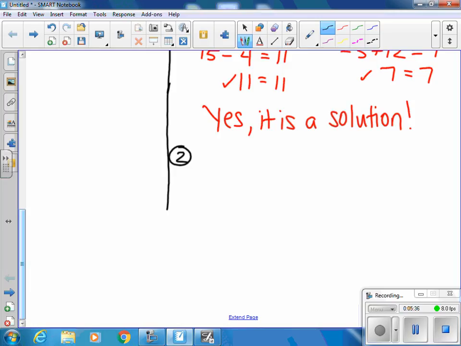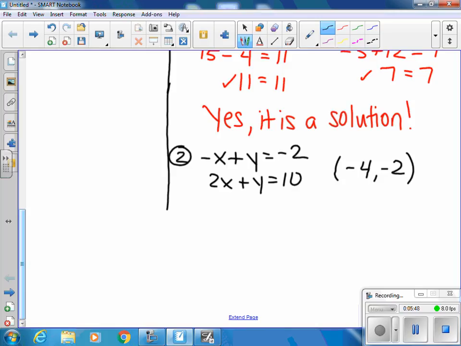All right, so the next system I'm giving you is negative x plus y equals negative 2, and 2x plus y equals 10. And the ordered pair that we're checking is negative 4, negative 2. All right, so now we're going to take our x and our y and plug them into the first equation and see what happens. So when I plug in negative 4 behind the negative sign already, it looks like this: negative negative 4, which we know will turn into a positive in a moment, plus negative 2, which we'll clean up too, equals negative 2.